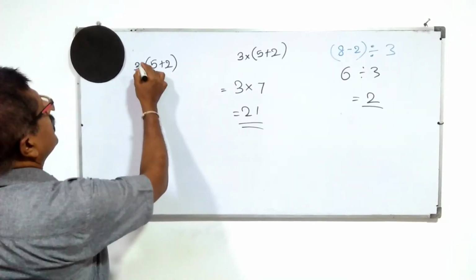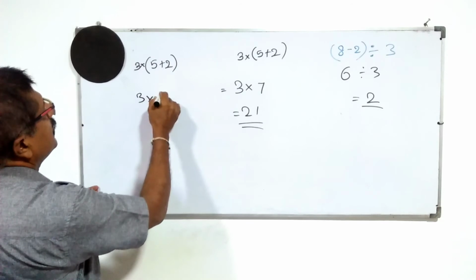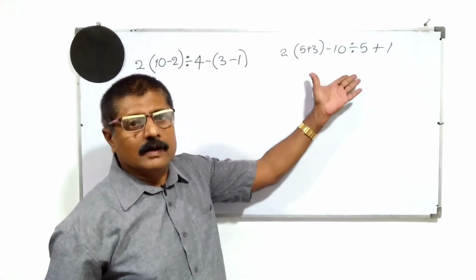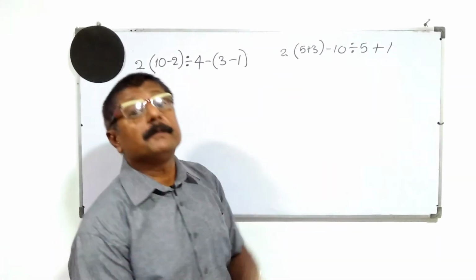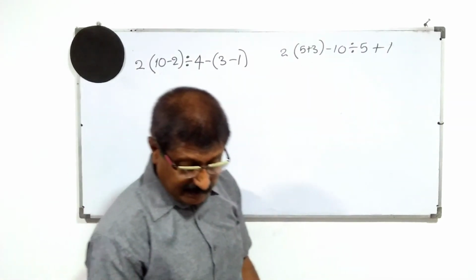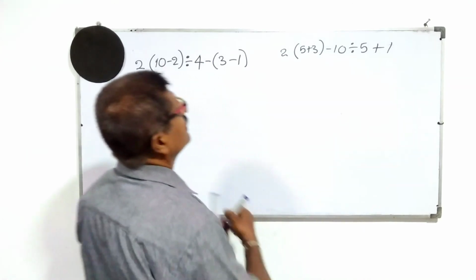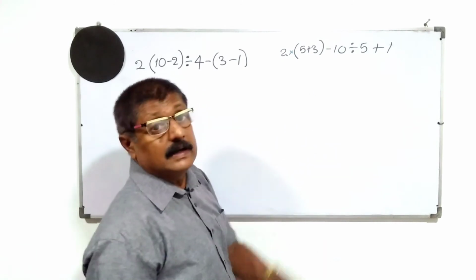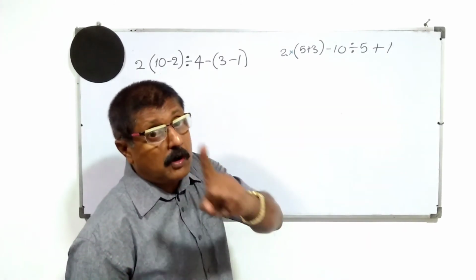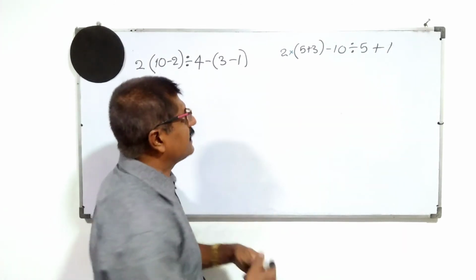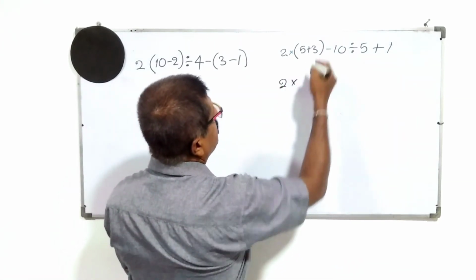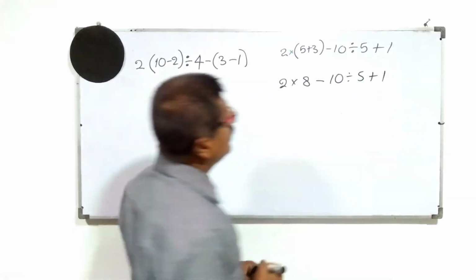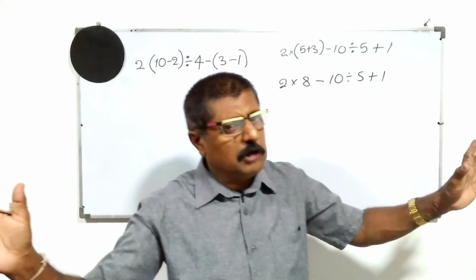Here you are. In here also there is a multiplication sign. Then 3 multiplied by 7 equals 21. Now I will put another 2 questions. Look at this one. Here, there is a bracket and there is no sign. Now you know, my dear children, that if there is no sign, you have to put multiplication. But the royal family is there. First of all, you have to simplify the bracket. 2 multiplied by 5 plus 3 is 8. Minus 10 division 5 plus 1. Right. Now the bracket is gone.